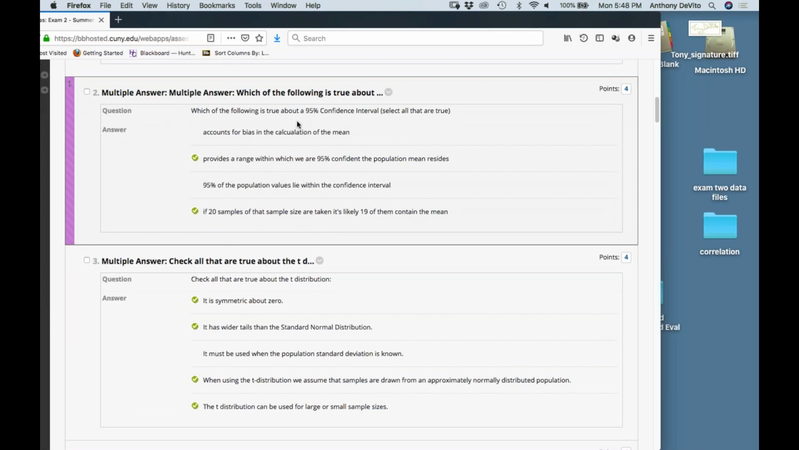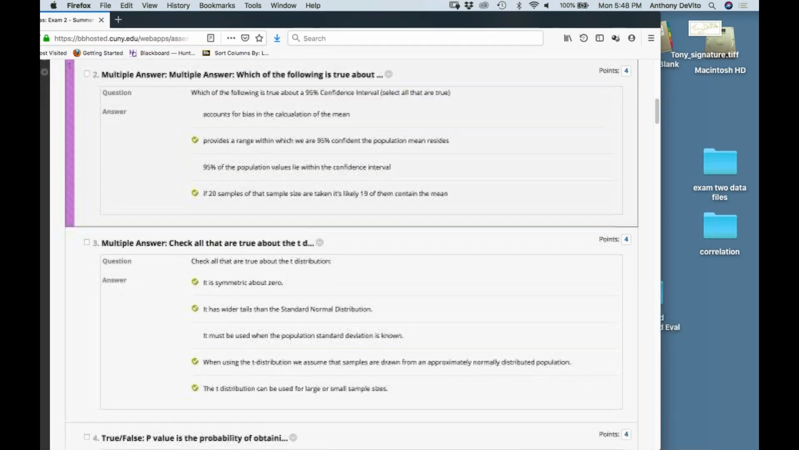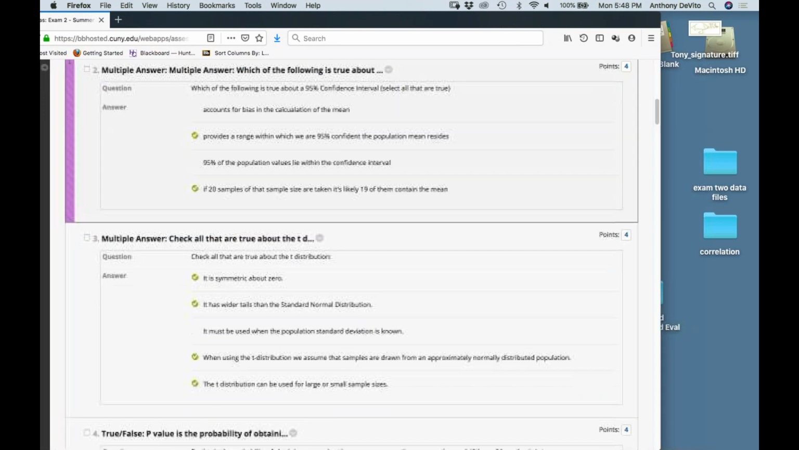Okay, let's see. Which of the following is true about a 95% confidence interval? And this one, you have little square boxes. It means you can select more than one option. In this case, there were two right options. A 95% confidence interval provides a range within which we have 95% confidence that the true population mean resides.